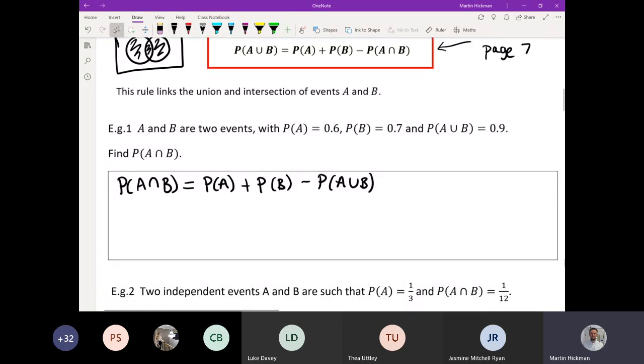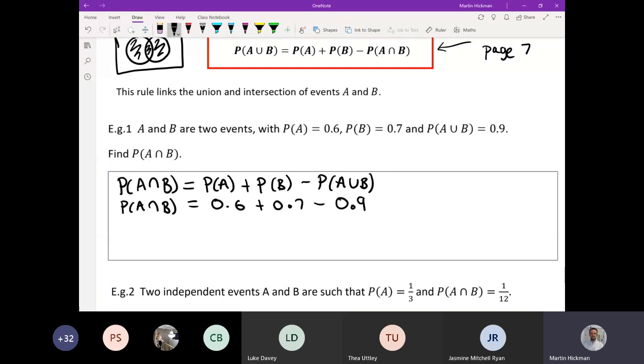The way it works, I want to work out the probability of A and B. What I have to do is simply add the probabilities for A and B together. So add the 0.6 and the 0.7 together, and then take away the probability of A or B, which is 0.9, and that gives me an answer of 0.4. Okay, and that's all there really is to that first question. So I'll do the second example and I'll check if there's any questions in a second.